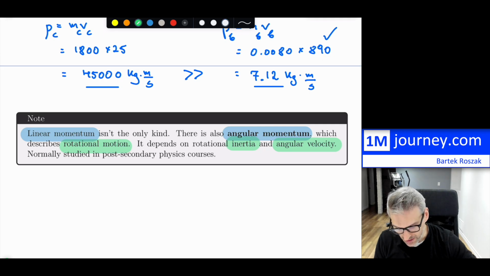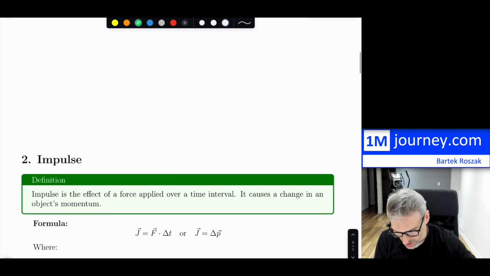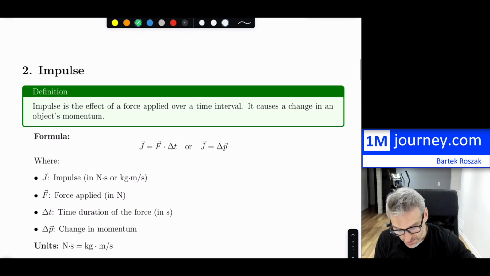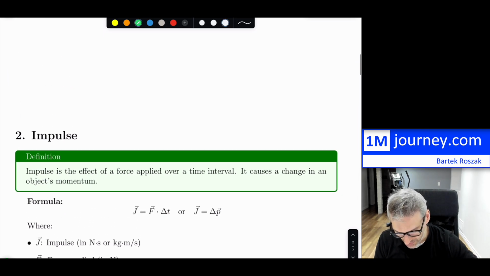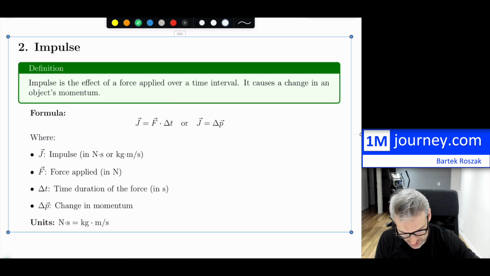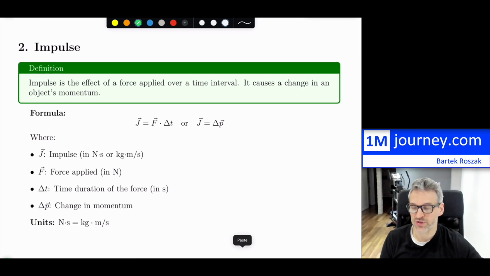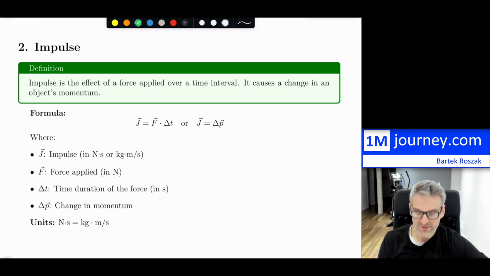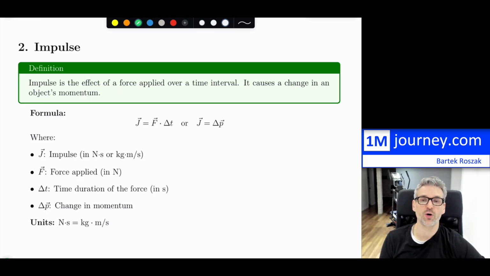Now, going from linear momentum, we can start talking about impulse. So what's the difference between impulse and linear momentum, which I'll just start saying as momentum in general? Impulse is the effect of a force which is applied over a time interval, and it causes a change in an object's momentum. So if you have an external force that is applied over a certain amount of time, then it causes a change in momentum.